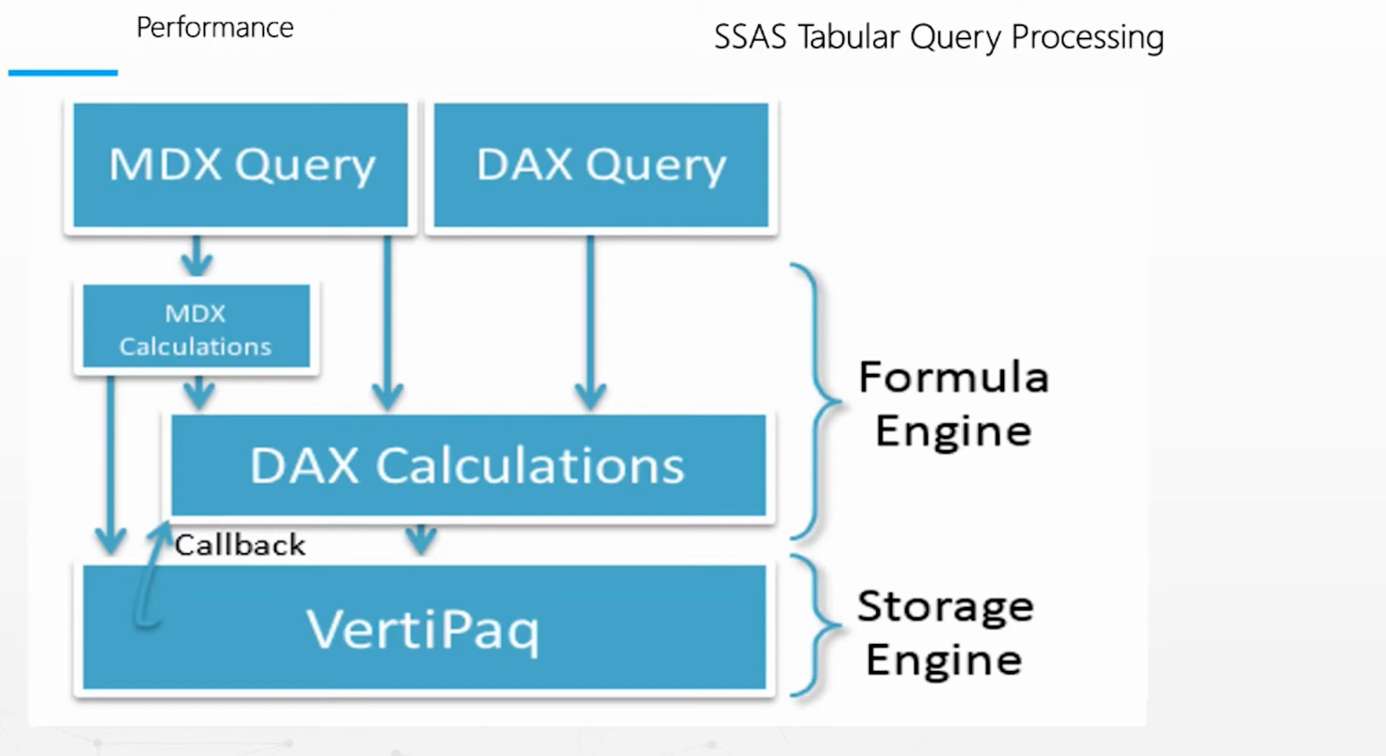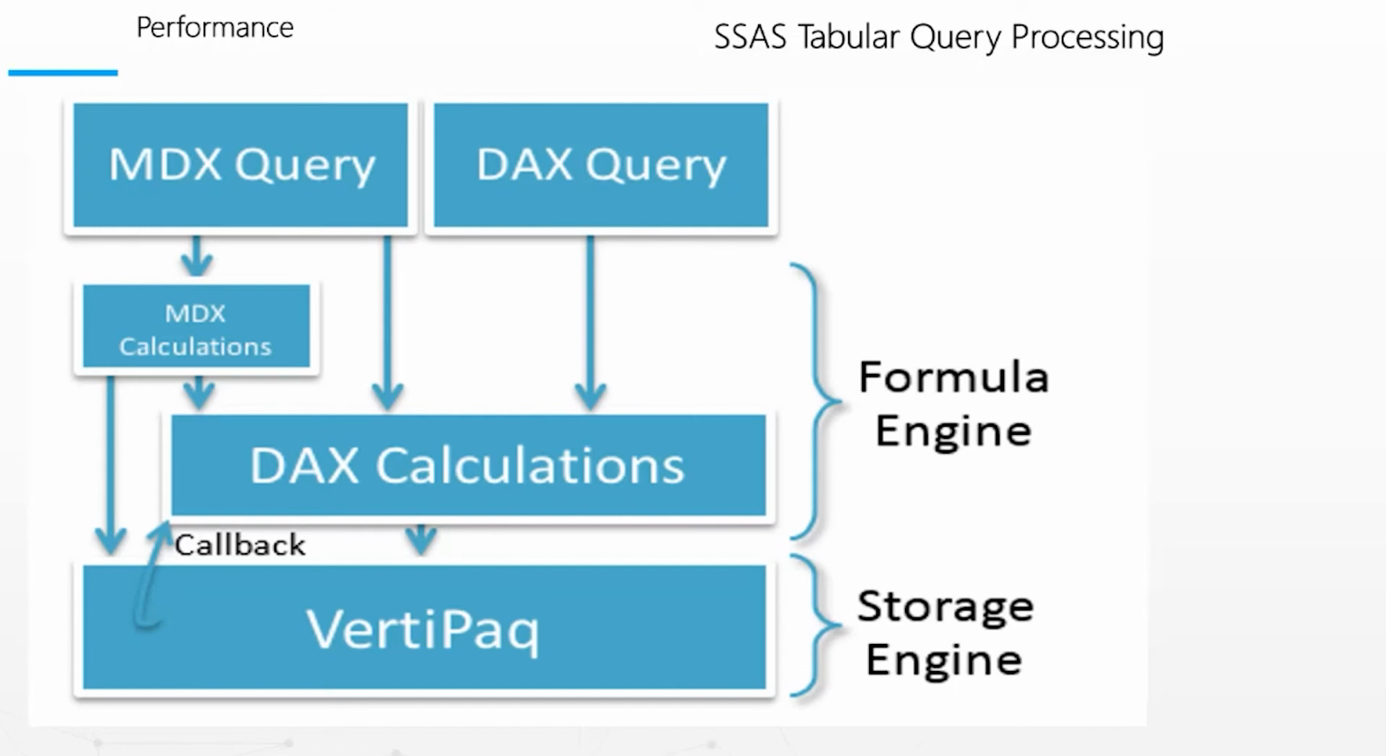MDX queries, on the other hand, can reference MDX calculations either in the session scope or in the with clause of the MDX query. MDX calculations can also reference DAX calculations, but the reverse is not true. MDX queries can directly refer to DAX calculations embedded in the model, and an MDX statement can also define new DAX calculations on the session scope or in the with clause of the MDX query. MDX queries against tabular models are not translated into DAX queries.